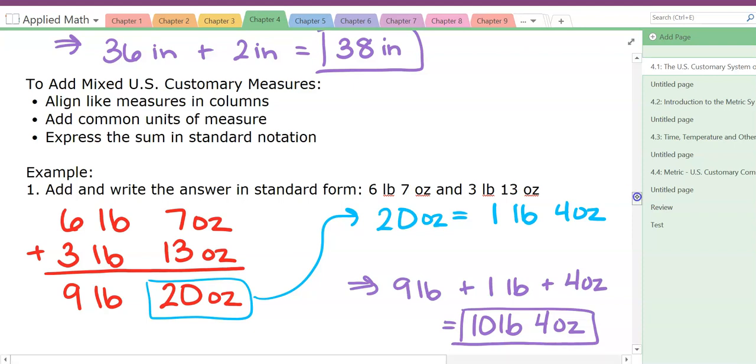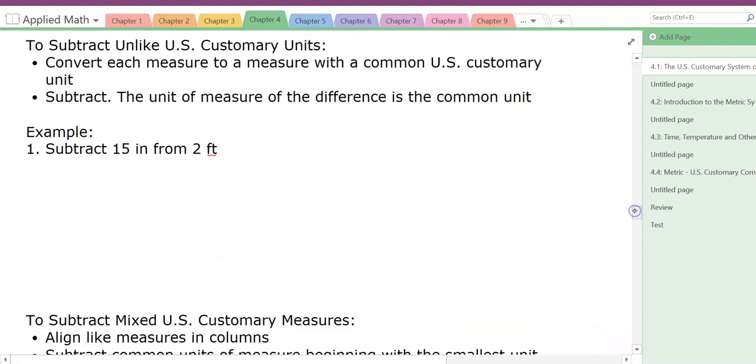Okay, let's get a little bit into subtraction. Subtraction isn't always as nice. Subtraction is always harder than addition. It's just how it always has been. It's the same way with these units. Now, some of the rules are the same though, like they were with adding. It's just you've got a subtraction sign now instead of an addition sign.